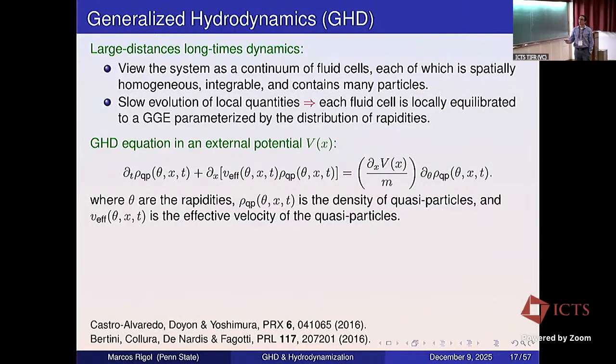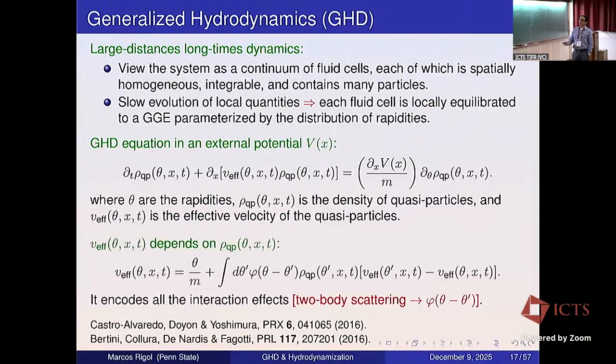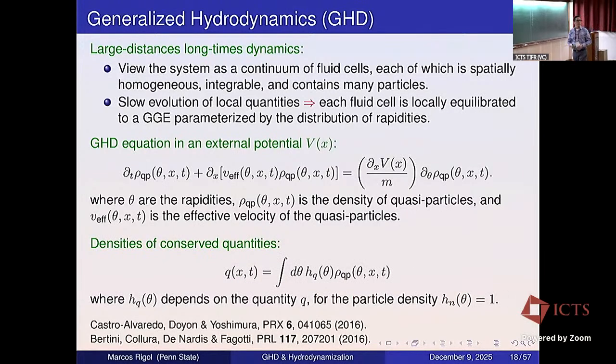In the experiments, there is this trapping potential, and we are going to be doing generalized hydrodynamics in the presence of the trapping potential. So you get this extra term. And you heard yesterday what this B effective is. It's a function of this rapidity distribution. Once you get it, then you can get densities of conserved quantities, which you heard. I'm going to be showing you results for the sum of the interaction plus kinetic energy, interaction energies, and actually the rapidity distribution. So that's it.